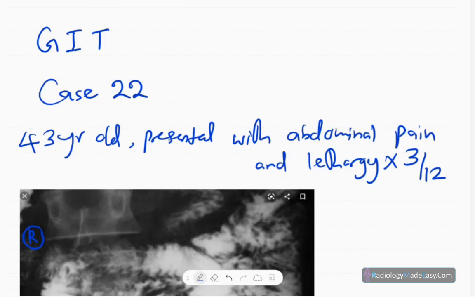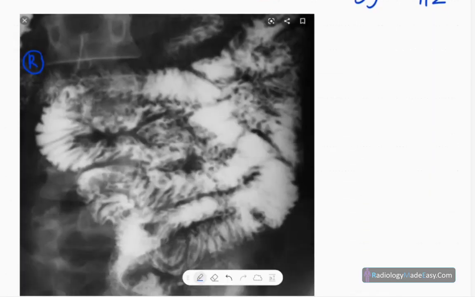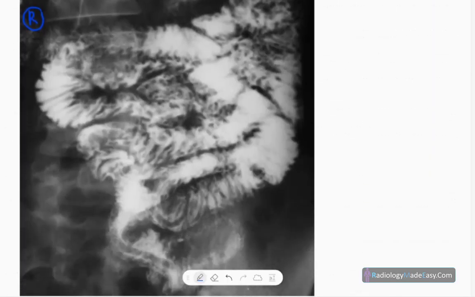Today we are going to move to case number 22 in GIT contrast studies. Our patient today is a 43-year-old patient presented with abdominal pain and lethargy for 3 months duration. So this is the anteroposterior spot radiograph of barium follow through series.